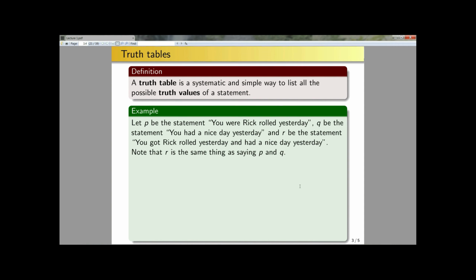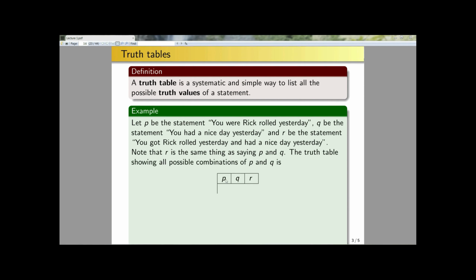So let's do this. If we were to break down R, we can notice that R is simply the same thing as saying P and Q. We got rickrolled yesterday and we had a nice day yesterday. Now if I were to build the truth table of all the possible values of P, Q, and R, how would I do this? Well, I'd first write a table with P, Q, and R at the top. And now I need to go through all the possible values of P and Q and use them to determine all the possible values of R.